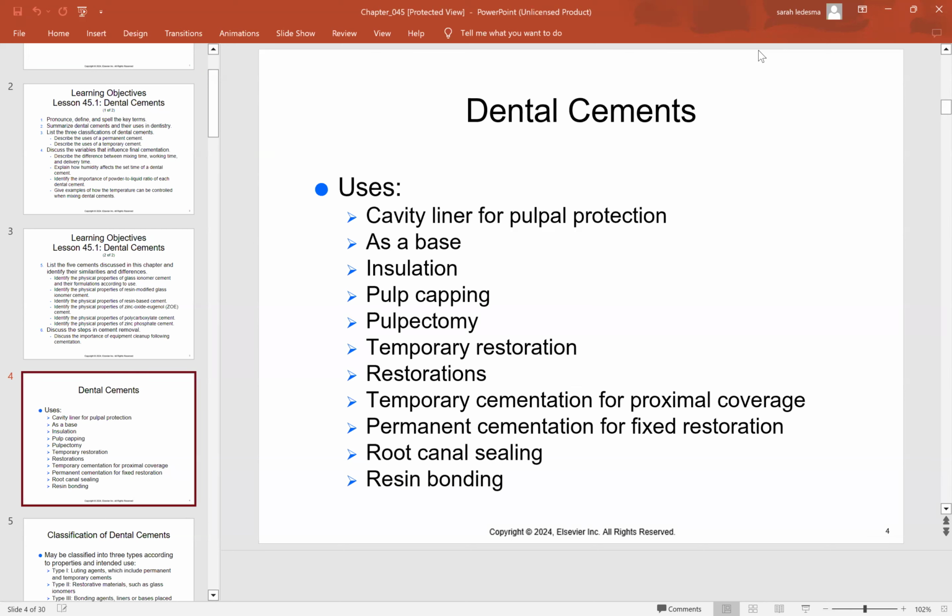So uses for dental cements include as a cavity liner for pulp protection. We can use them as a base. Cements can be used for insulation, pulp capping, a pulpectomy, temporary restorations. We can use them for temporary cementation of proximal coverage, permanent cementation for fixed restoration, root canal sealing, or for resin bonding.